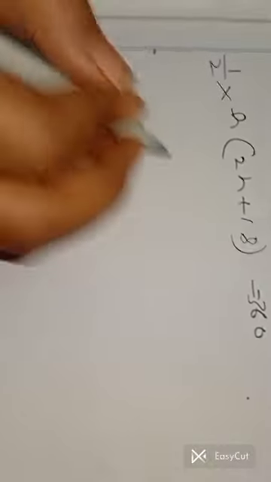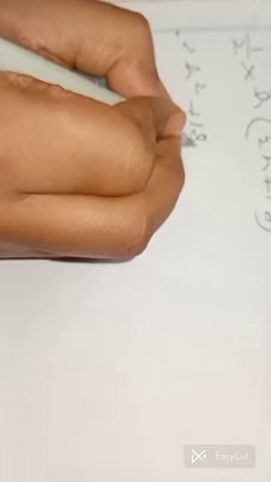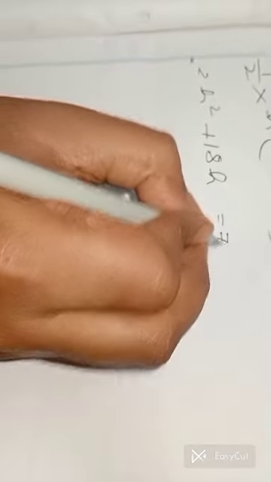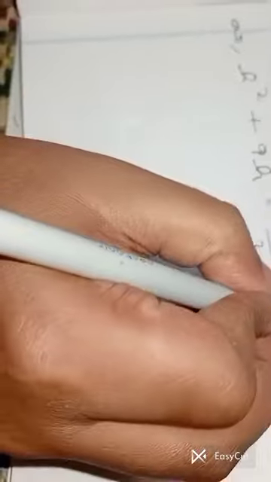So we need to solve this equation. How do we solve it? 2h square plus 18h equals 720. If we take 2 as common, what remains? h square plus 9h equals 720 by 2, which equals 360.